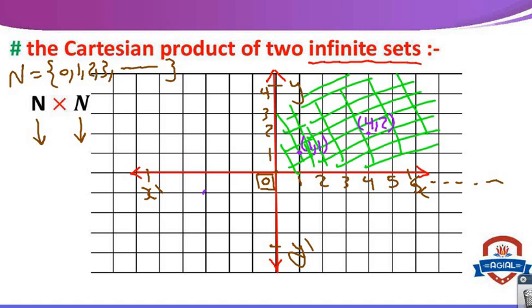This point represents an ordered pair of the Cartesian product N × N? No, it does not belong to this region. This region represents ordered pairs of the Cartesian product N × N. Do you understand how to find the Cartesian product of two infinite sets? Not finite, two infinite sets. Okay?